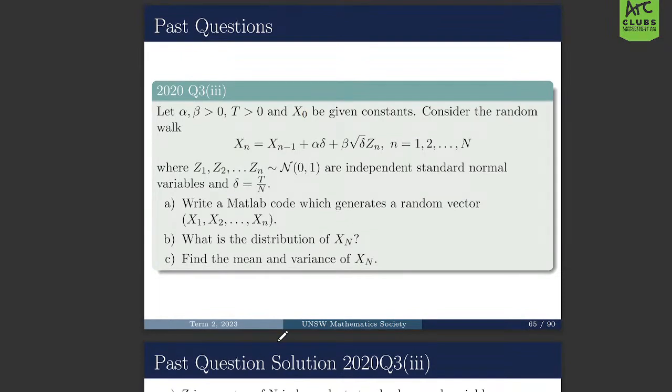Everything's fine? Okay. So let's actually move into one of the past questions from 2022, question 3 III. It's a pretty simple and straightforward question that talks about the random walk formula, which you can see is exactly the one that we have just talked about. And during the final exam, I do know that you can bring in a cheat sheet.